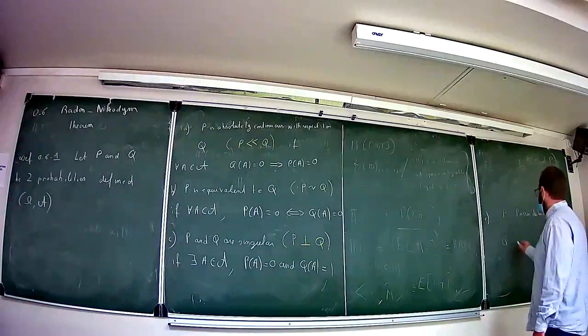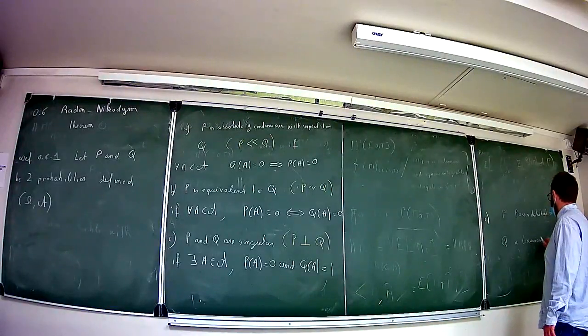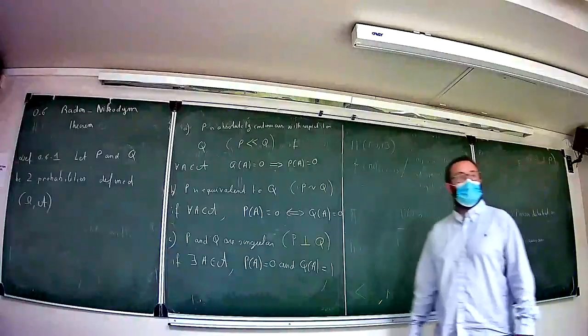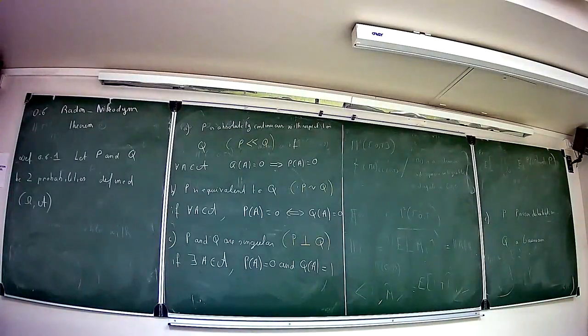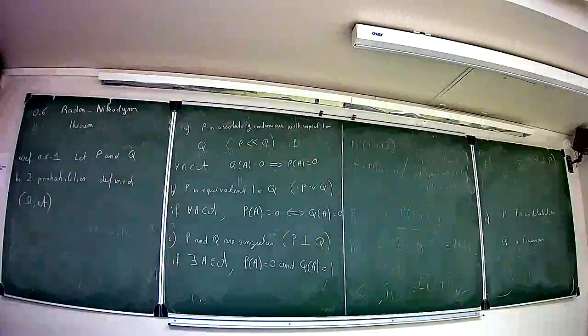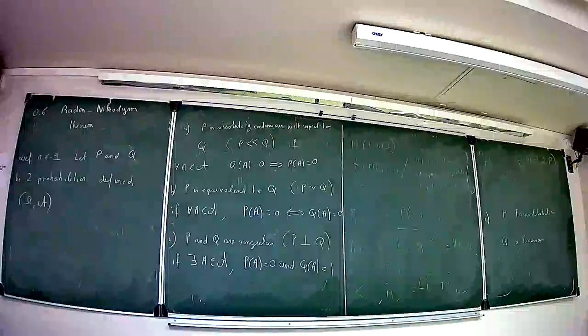And for Q, a Gaussian. Okay? The Poisson distribution, and for Q, a Gaussian distribution. Which capital A will you have to take in order to fulfill the small c? Are you able to give me one set such that P of A is equal to 1 and Q of A is 0?